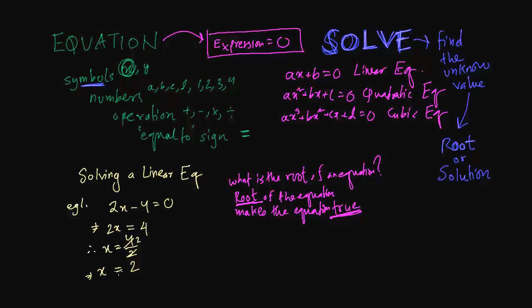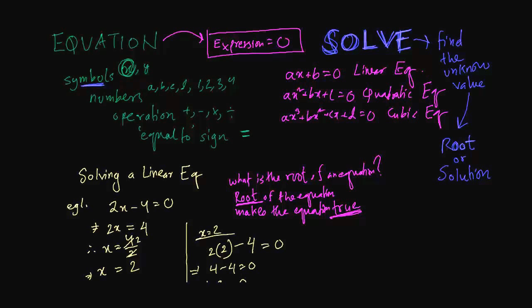Now what does that mean? Let's put the value of x equals to 2 back into the equation. Let me just show you, x equals to 2 back in the equation, so here for x I'm putting 2, minus 4 equals to 0. So 2 times 2 is 4, minus 4 equals to 0. 4 minus 4 is 0. 0 equals to 0. Now this is true.